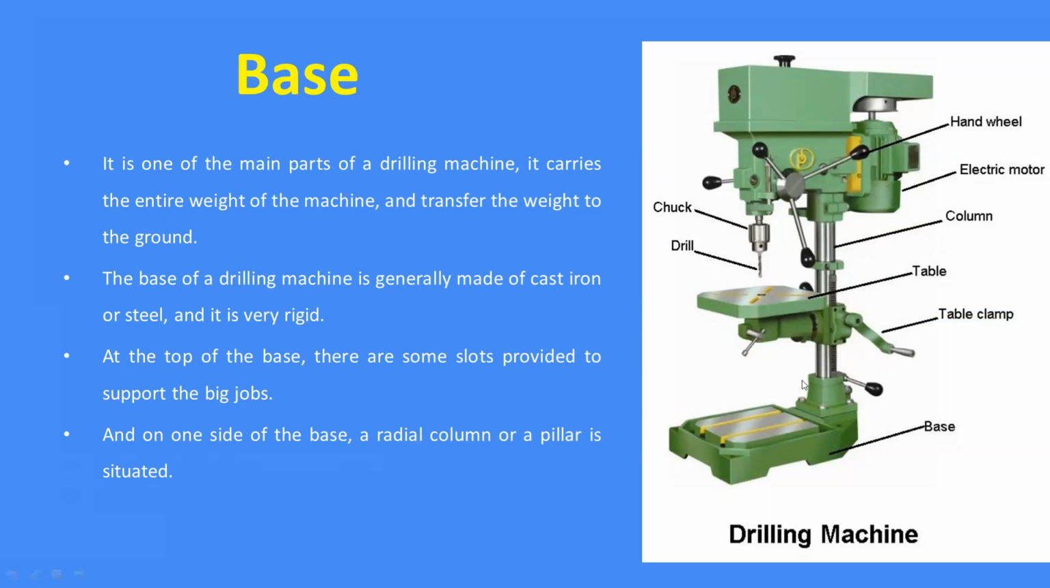So what are the points that we have discussed here? Generally the base is used for carrying the weight, and it is very rigid, and the slots are provided for supporting the big jobs, and also to one end of this, the radial column or the pillar is attached. This is the summary of the base that we have discussed.